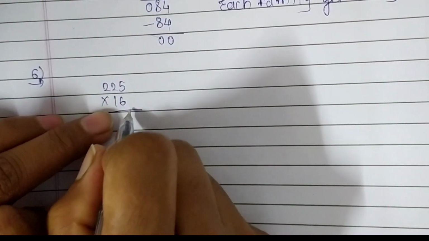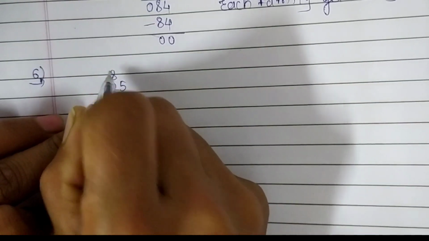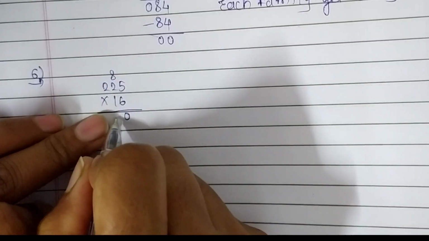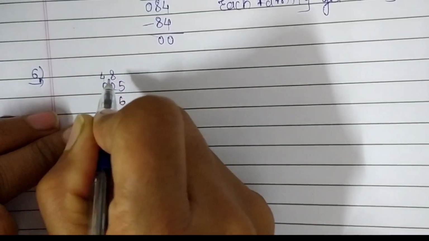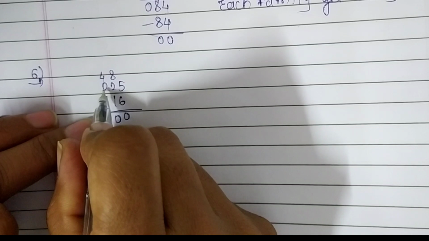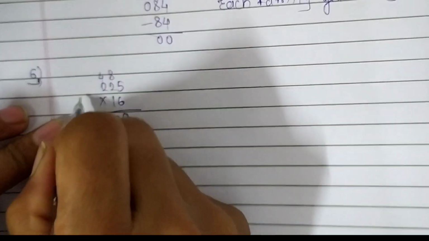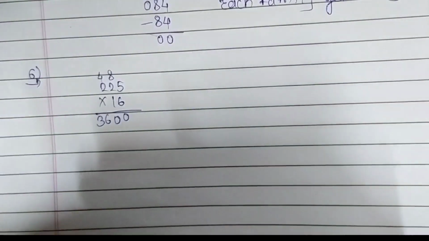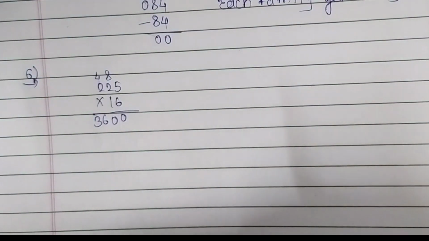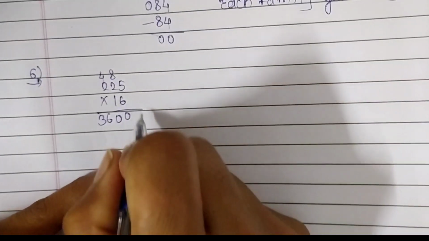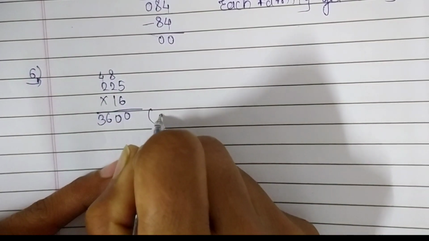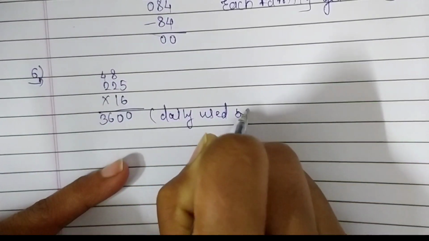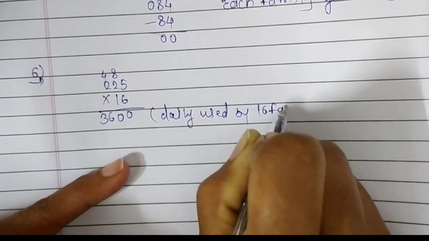16 5s are 80. 8 is carry forward. 16 2s are 32 plus 8 it's 40. 4 is carry forward. 16 2s are 32 plus 4 it's 36. So 3600 liters of water are used by 16 families. This is the daily water used by 16 families.